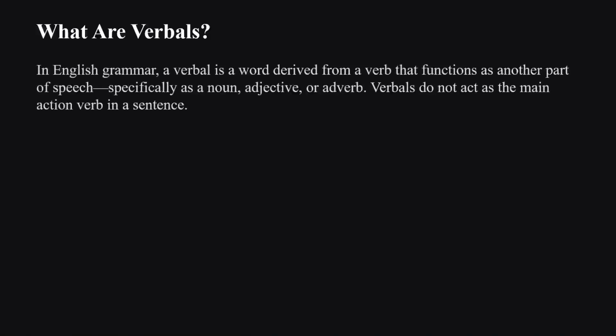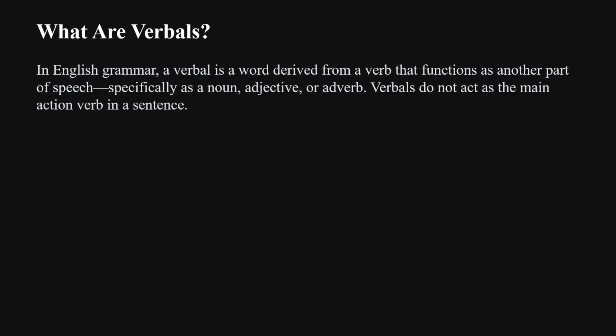A verbal is a word that is derived from a verb, but it does not function as the main action verb in the sentence. Instead, it acts as a different part of speech, specifically, as a noun, an adjective, or an adverb. Think of it as a verb putting on a costume to play a different role. It still looks like a verb and might imply an action, but its job in the sentence has changed.